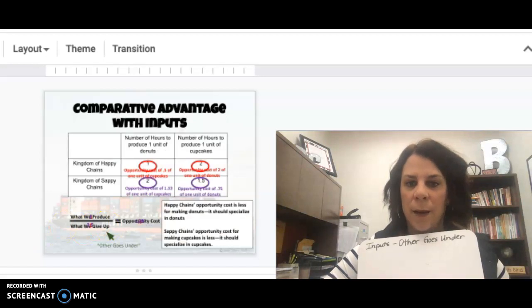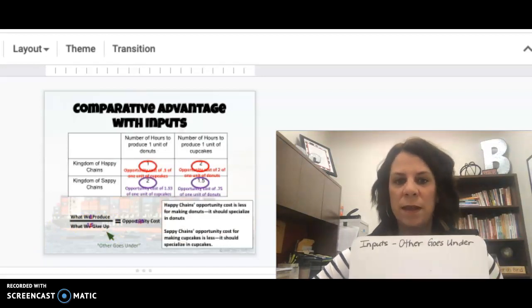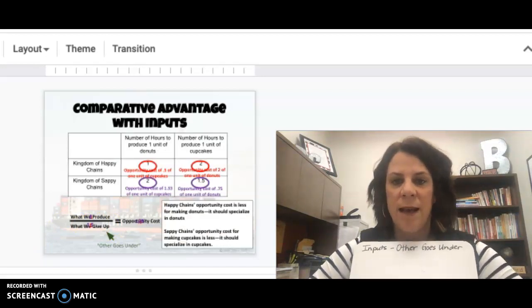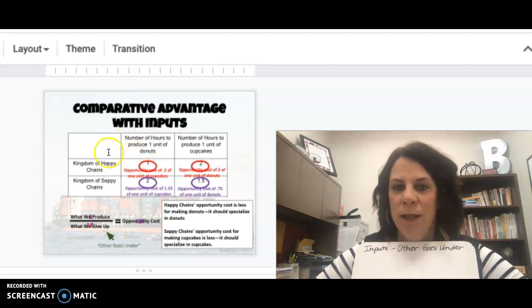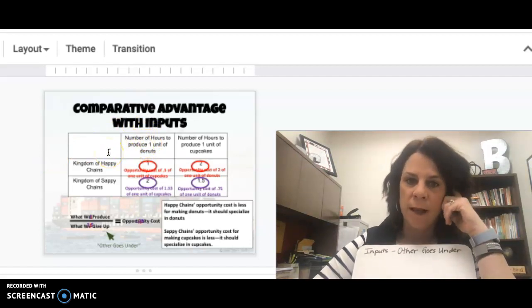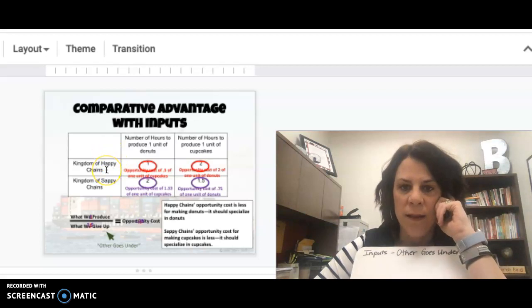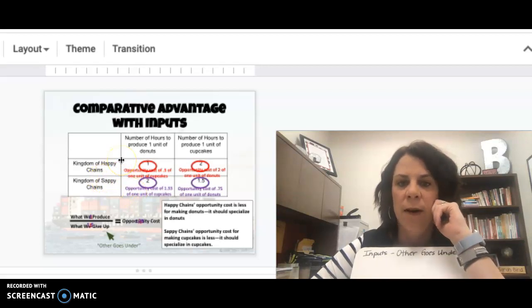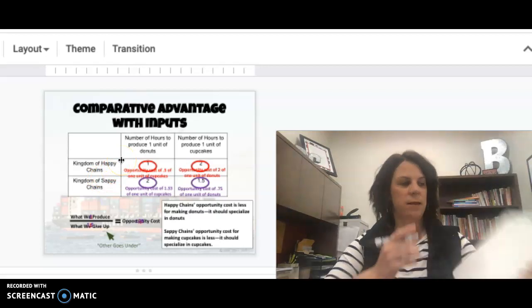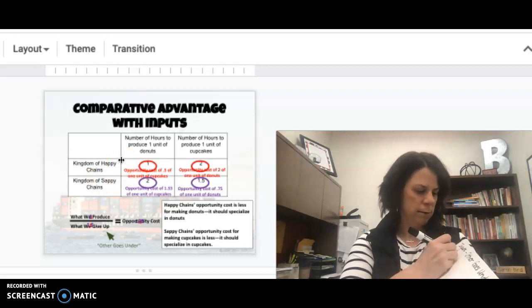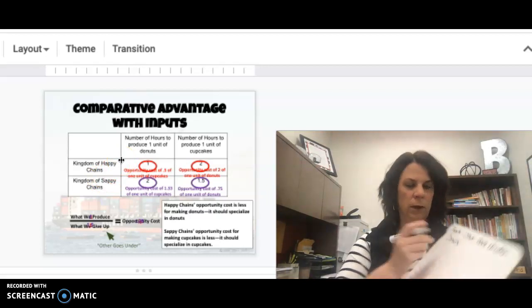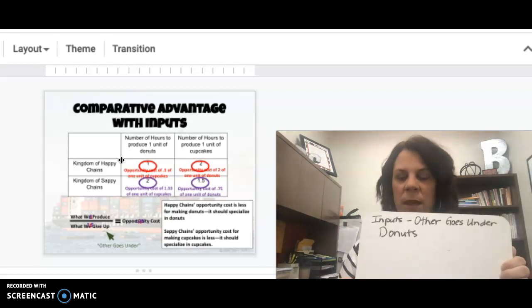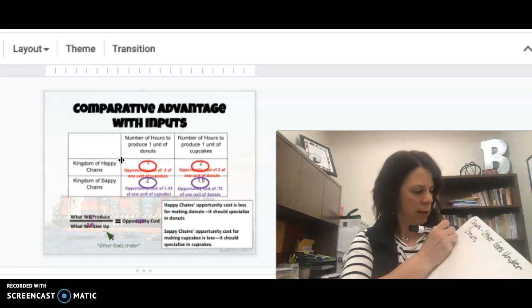And now I have my table here. So what this is saying then is, remember I said I knew it was going to be inputs, and so it's the number of hours that it takes Happy Chains to produce donuts is 1 hour, and Sappy Chains is 2 hours. So I'm going to start out with comparative advantage for donuts. So I'm going to write donuts on my board as well. And I'm going to start with Happy Chains.